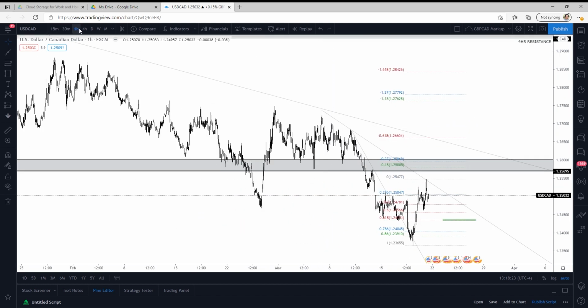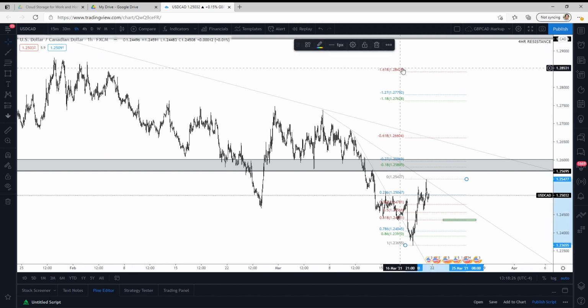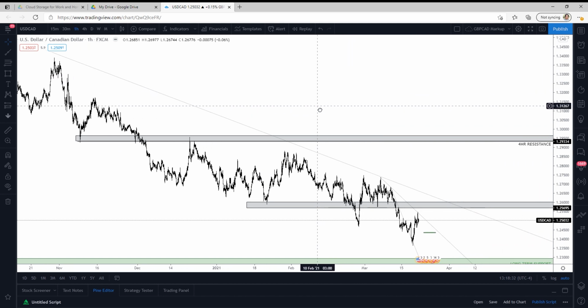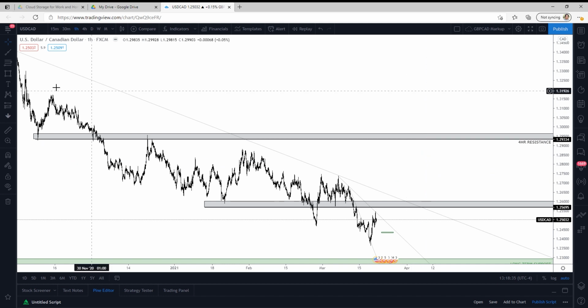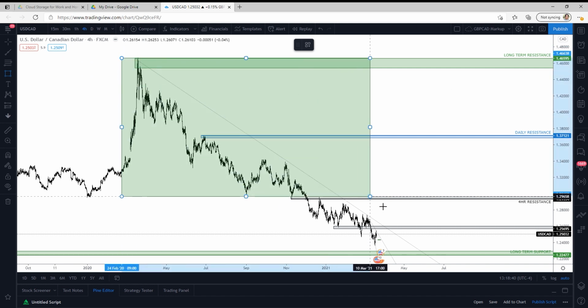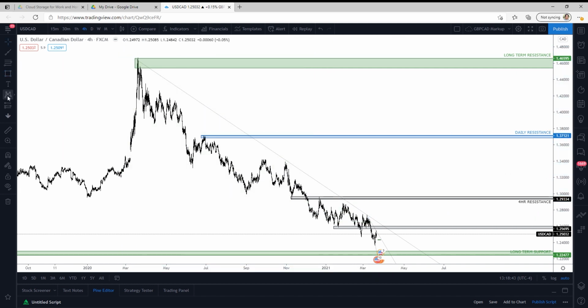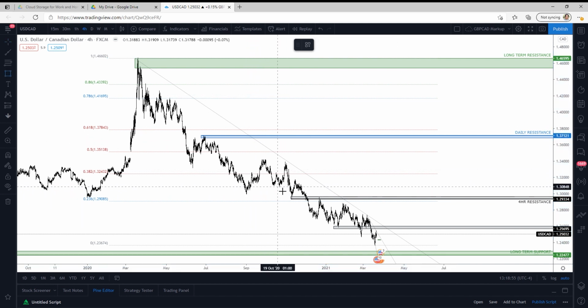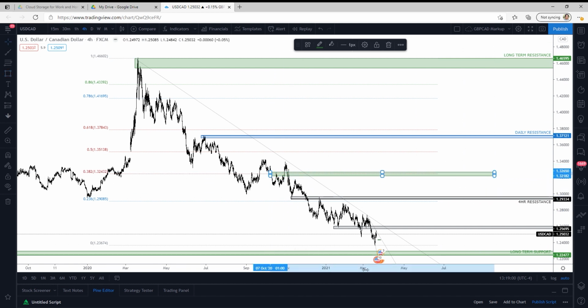And then I would think, let me get rid of this fib. I would think, let's see. If this structure is complete, this whole down move structure is complete... Uh-oh. Sorry, y'all. Let me grab the right tool. If this structure is complete, I'd be looking for price to travel because I'm looking for a correction at this point because the overall move is down. So after you complete one wave, it's got to correct.